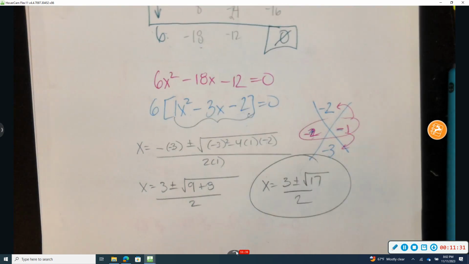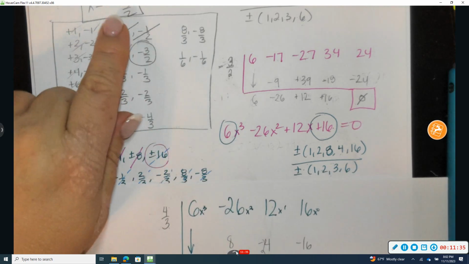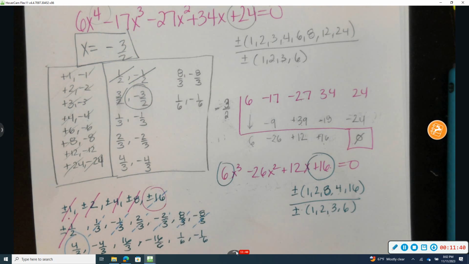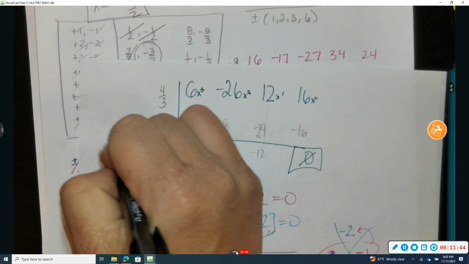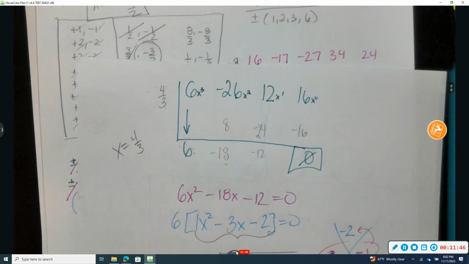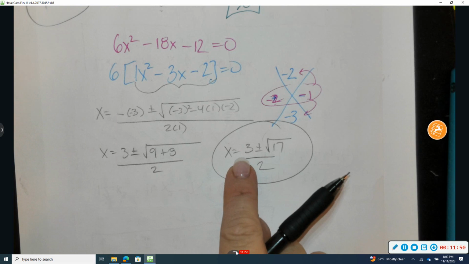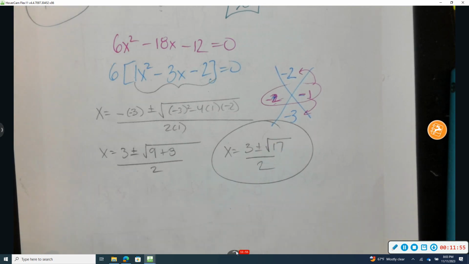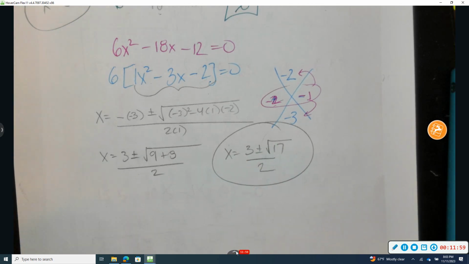So I come up with 4 answers. Let's go over what my 4 answers are. One is a negative 3/2, which we got over 10 minutes ago. The next one I was able to achieve would be x equals a positive 4/3. And then the last 2 final roots would be 3 plus or minus the square root of 17, all divided by 2. So one time you add, that'd be the 3rd root, and one time you subtract, that'd be your 4th root.